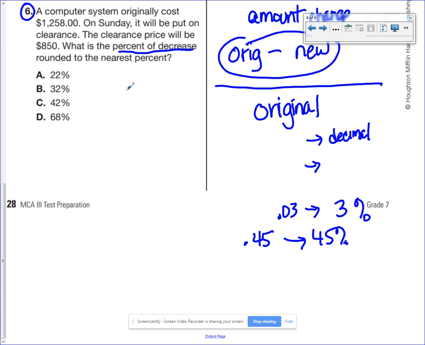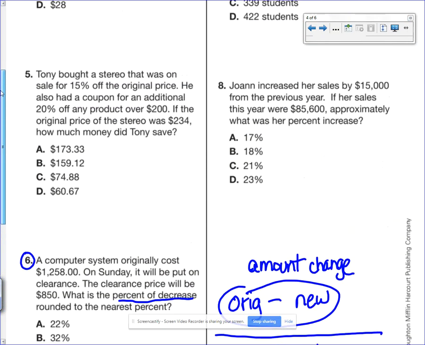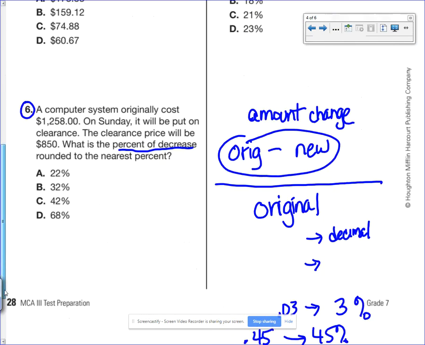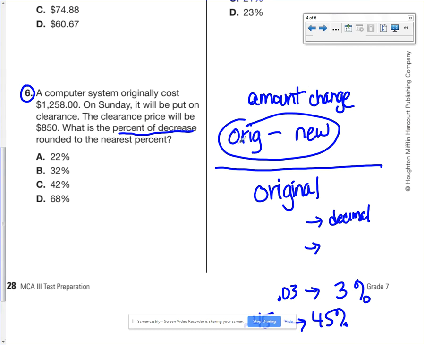So when you see something about percent that it decreased or percent that something increased, you are going to say, where did I start? Where did I end? The original and the new. Find the difference there. That's the amount that something changed. That's your numerator. Your original number is your denominator. Take that fraction and turn it into a percent.